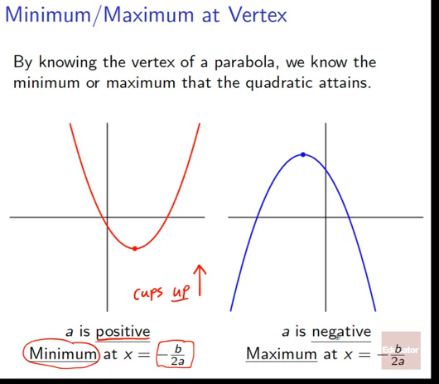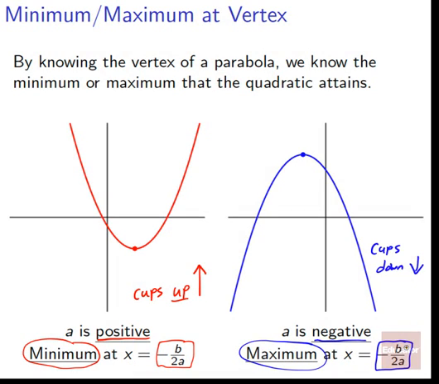Then if a is negative, that means we are cupping down, right? It points down, so if we're cupping down, then the high point is going to be the vertex. So maximum, if a is negative, because we're cupping down, so it'll be x equals negative b over 2a. Now, you might have a little difficulty remembering a is positive means minimum. That seems a little bit counterintuitive, probably. A is negative means maximum. What I would recommend is just think a is positive means that it's going to have to cup up, so the vertex has to come at the bottom.